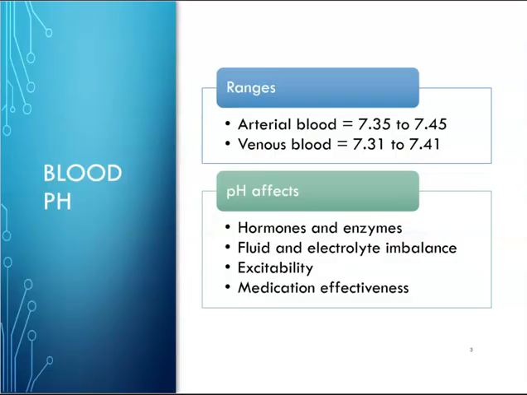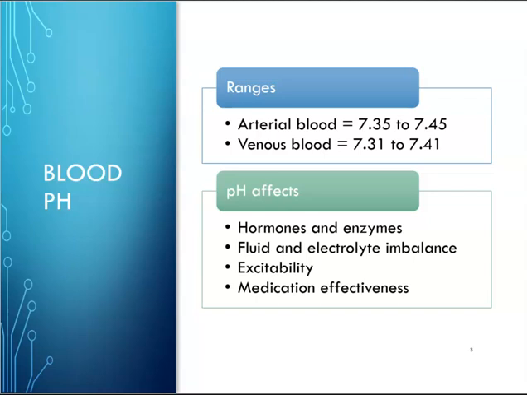Just like fluid and electrolytes, it's going to be important to know your ranges here. So I want you to know your normal. And you can see here, it's going to be a little different when we're talking about arterial blood versus venous blood. For our purposes, we are going to focus on the arterial blood. The range for arterial blood pH is going to be 7.35 to 7.45.